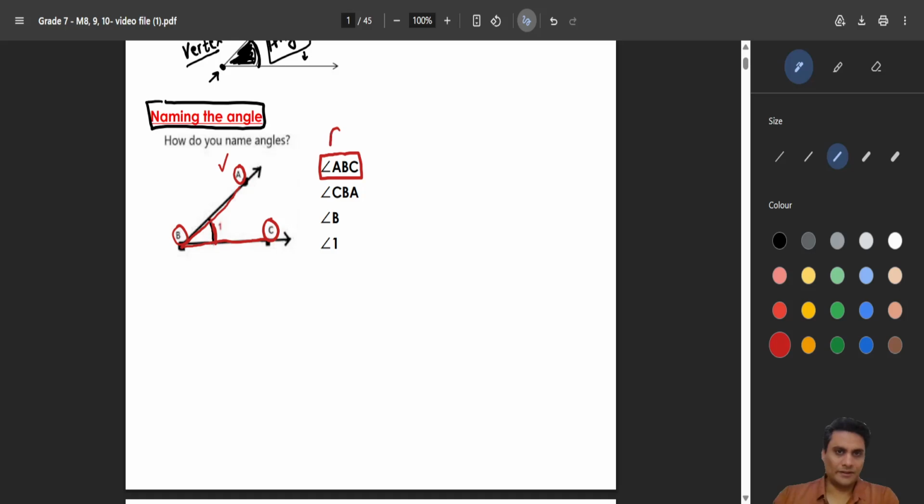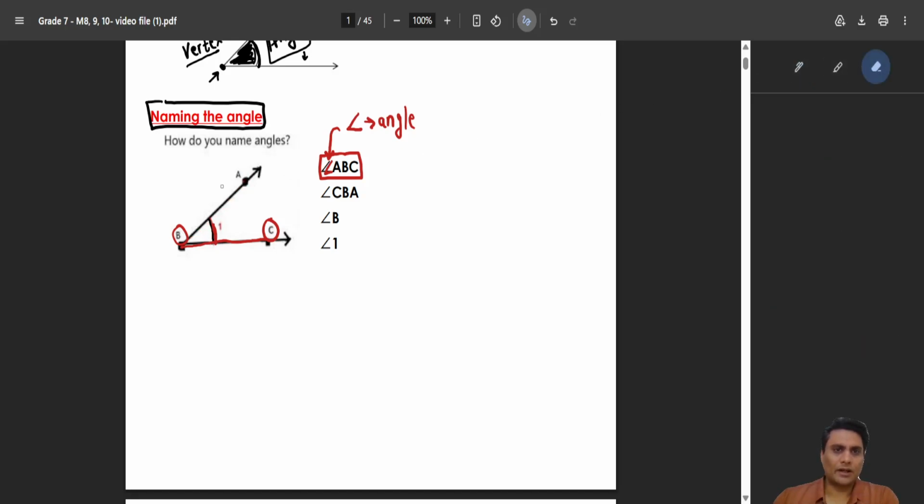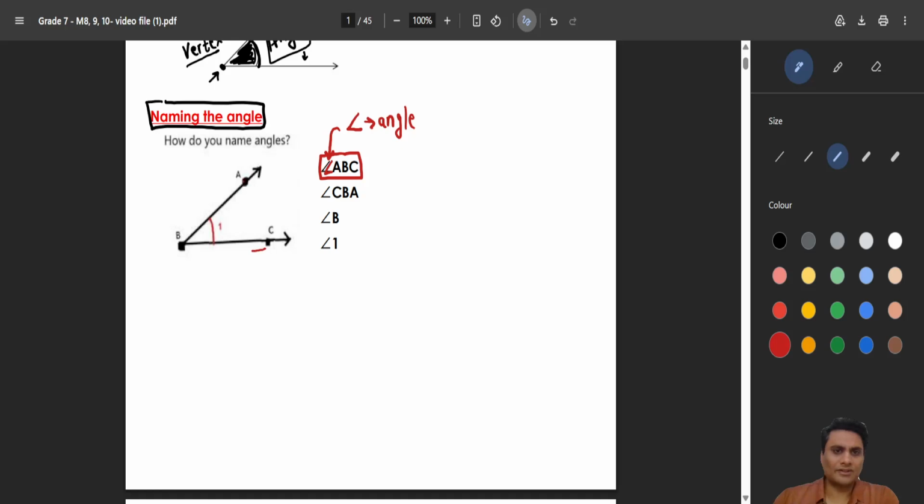Now you will say, what is this symbol here? This symbol stands for angle. If I put this, I am talking about angle. So the first way of naming is angle ABC. Correct? Now I can also start from C. Check. I can start from the C, go to the B, and finally finish it at A. So the name will become angle CBA. So the second name can be angle CBA.